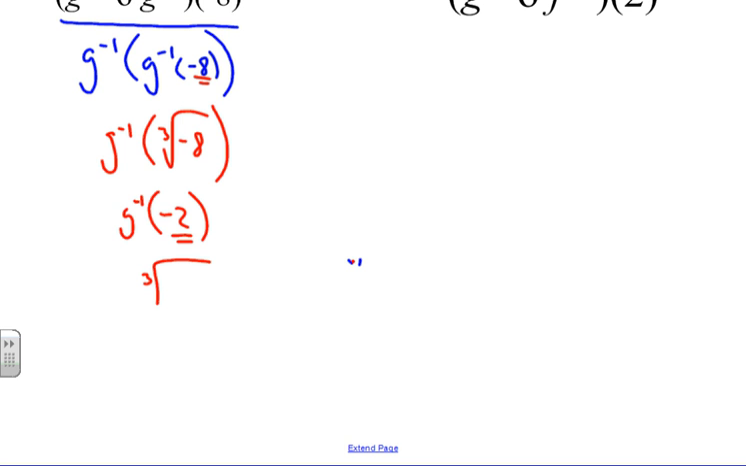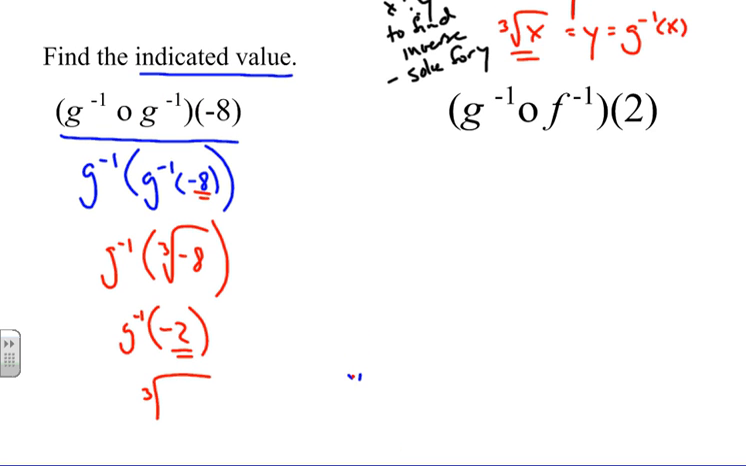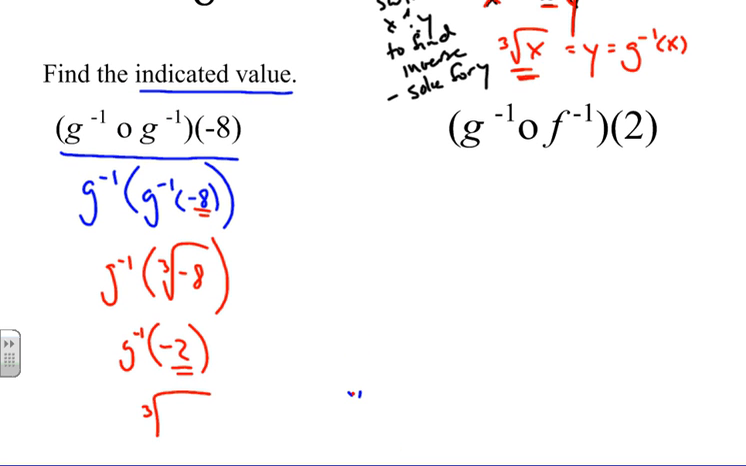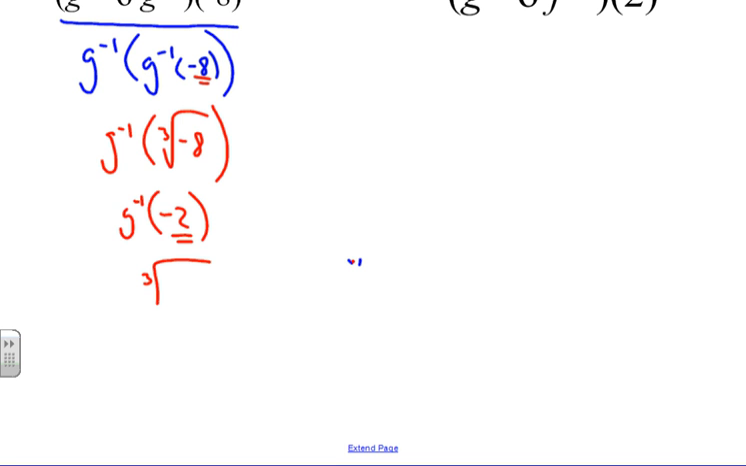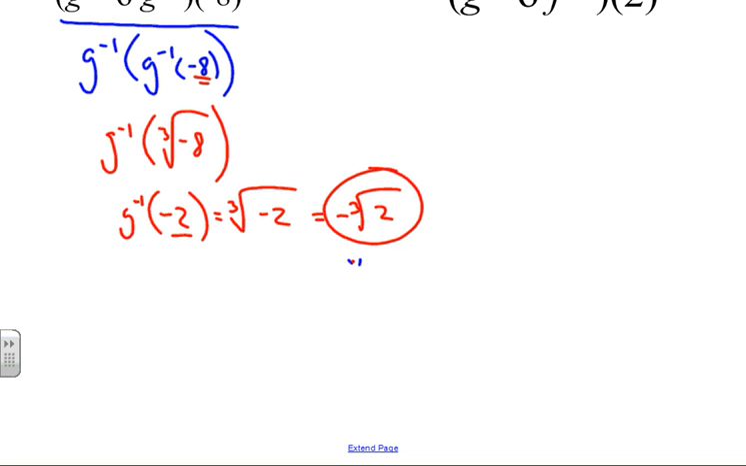So I'm going to substitute this into, once again, the inverse of g. And what we have here is -2, and the cube root of that is going to equal this right here. And what we have then is this is actually going to equal negative cube root of 2, and that's going to be our indicated value. All right, that wasn't too bad.